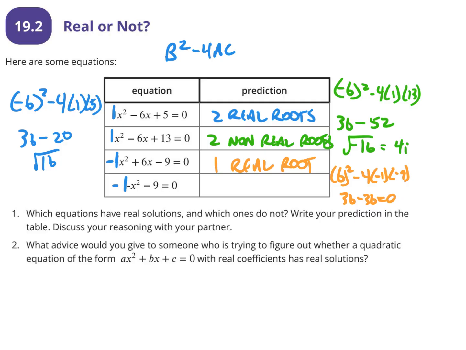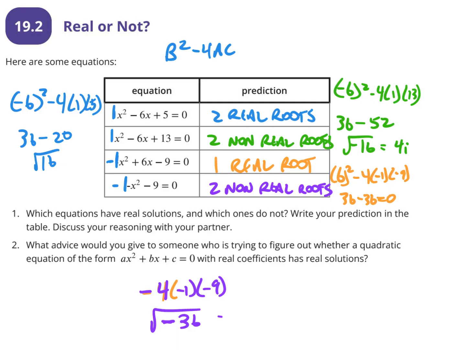And then finally, the last one, there is no B term, so minus 4 times A, which is negative 1. Let's do this in a different color. I forgot to change the colors. So negative 4 times negative 1 times negative 9. Three negatives give us a negative, so this is negative 36. This is negative, which means we get two non-real roots. The square root of 36 is 6i.